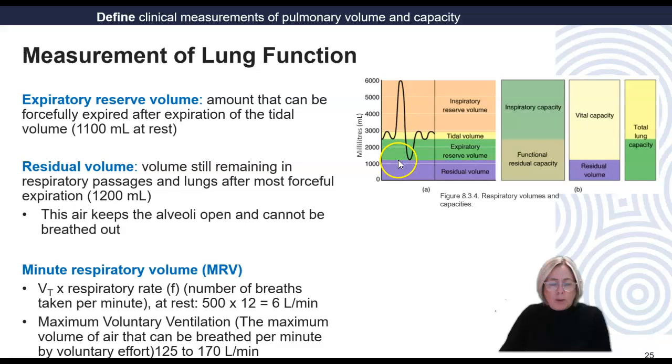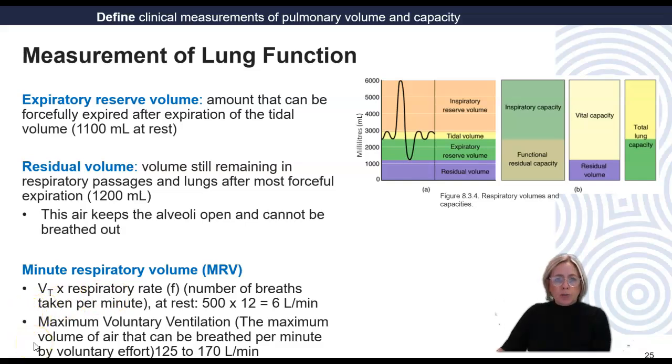The residual volume, though, is this one in purple, okay? And this is the volume that's still remaining in the respiratory passages and lungs after the most forceful expiration. This one can't be measured with a spirometer. It's measured in other ways, but it is estimated at 1200 mils. And this is the air that keeps the alveoli open, and it can't be breathed out. So obviously when you do a forced expiratory reserve volume, your lungs are not going to collapse, and that's because of this residual volume.